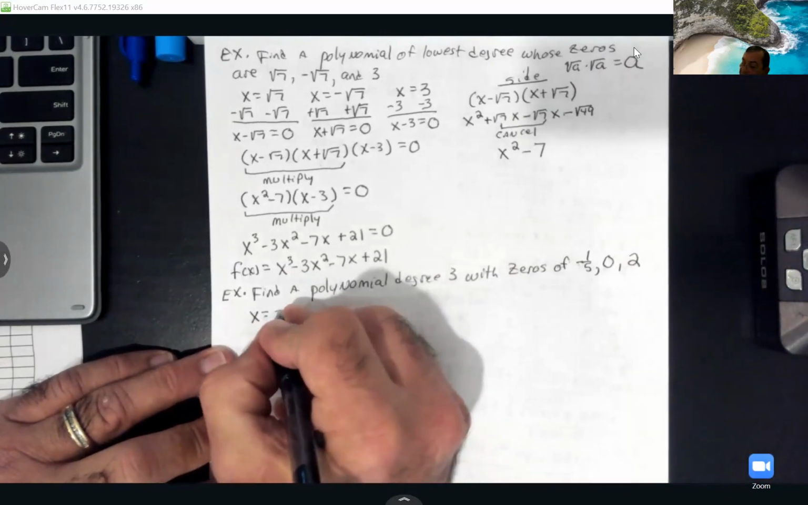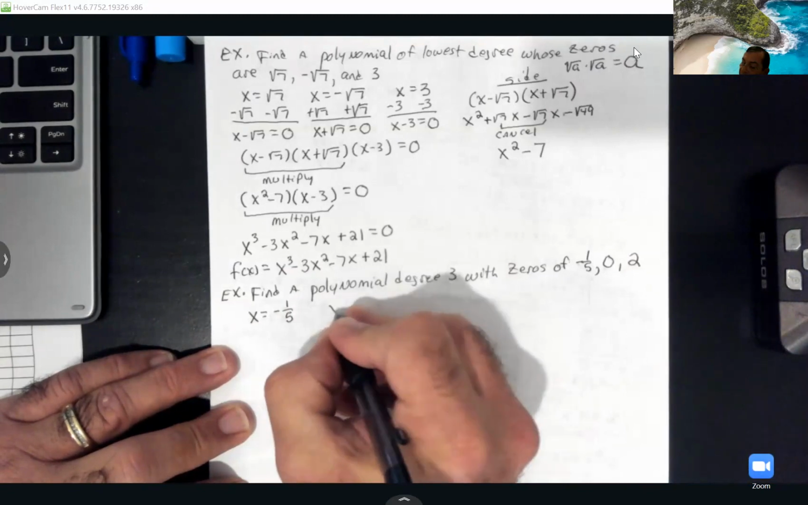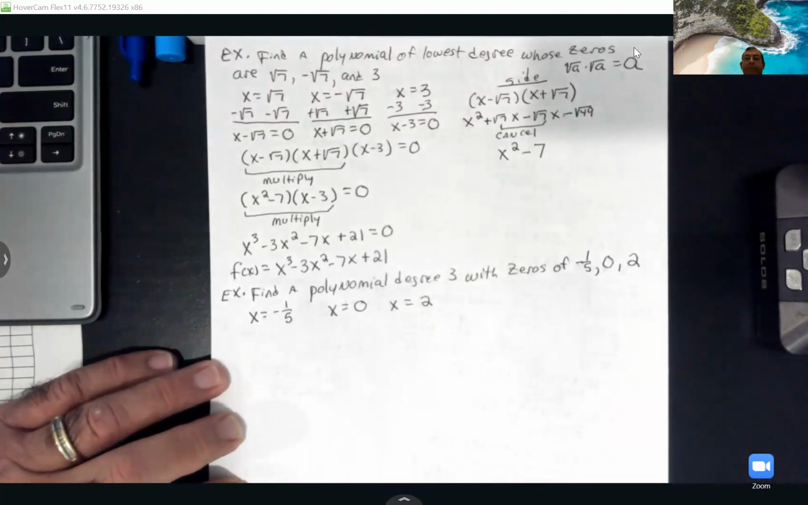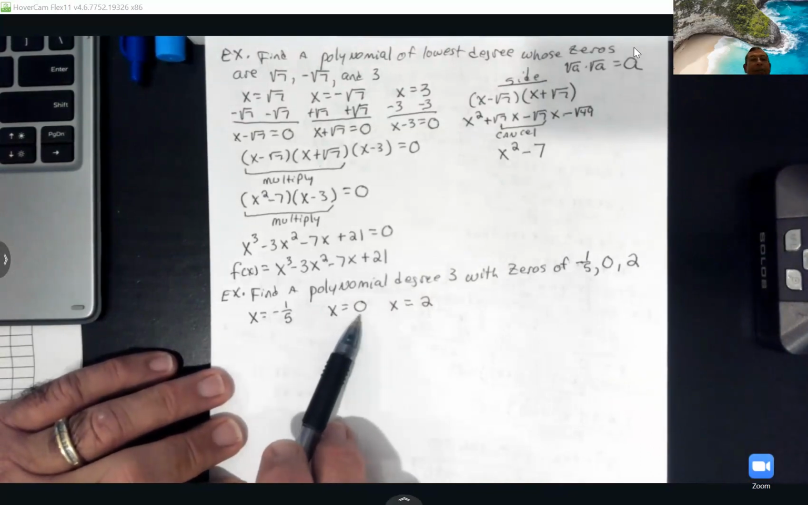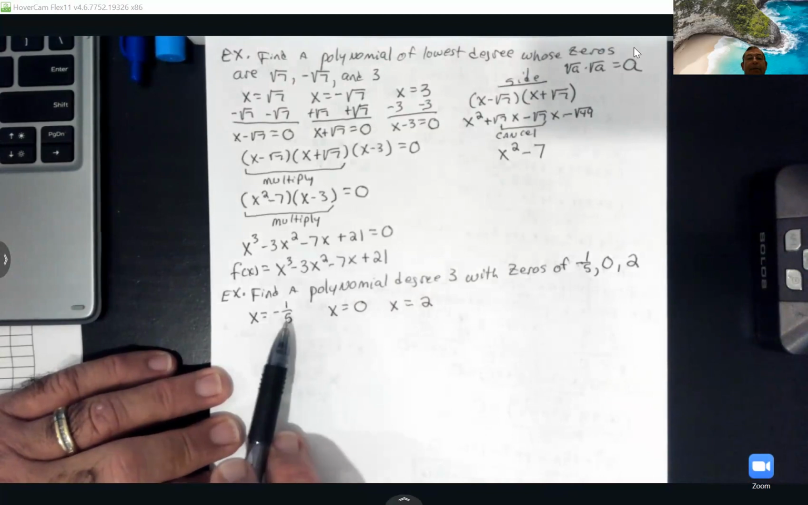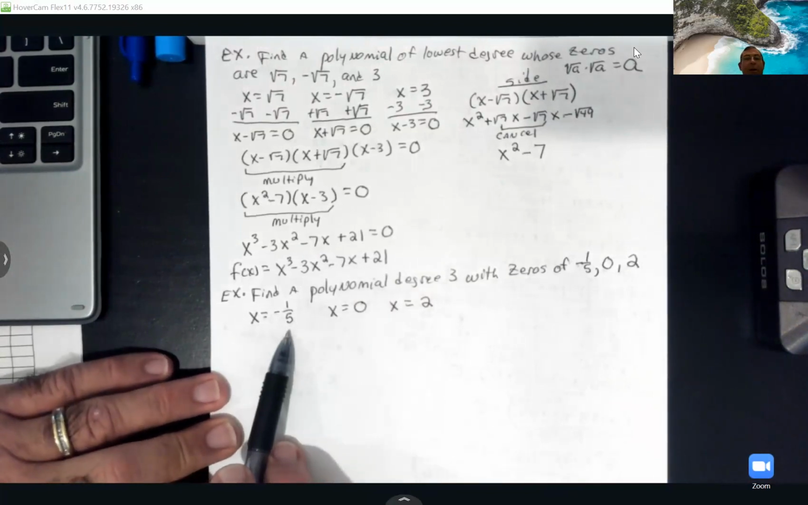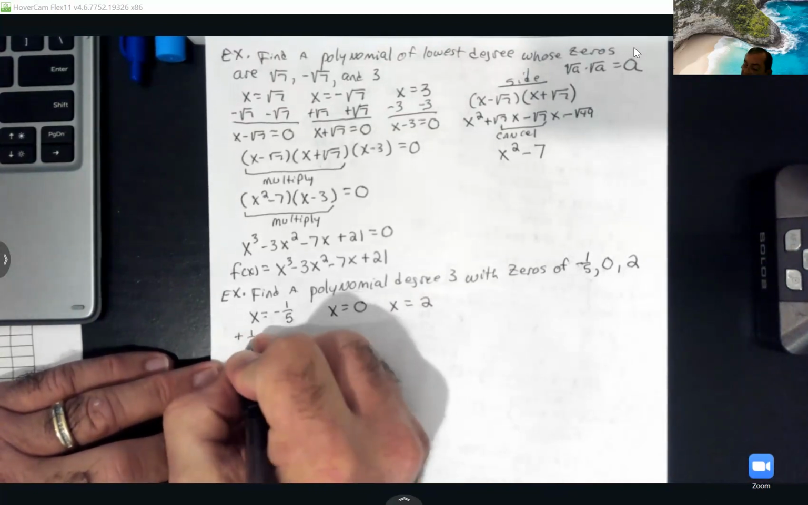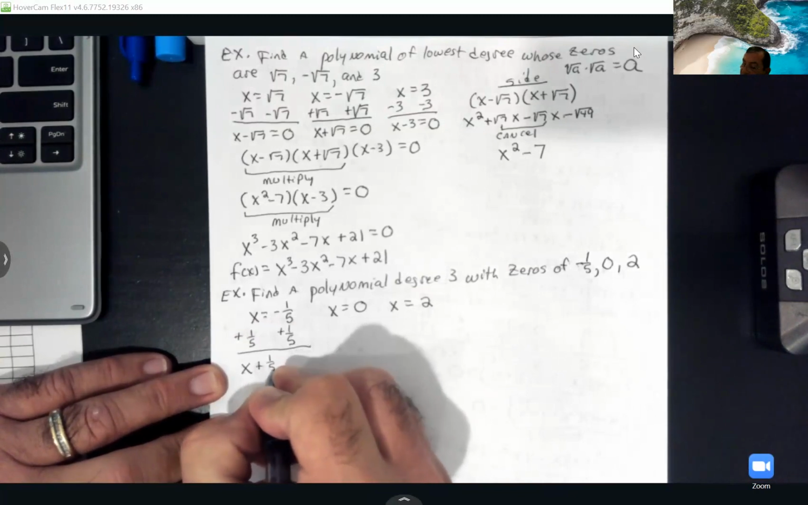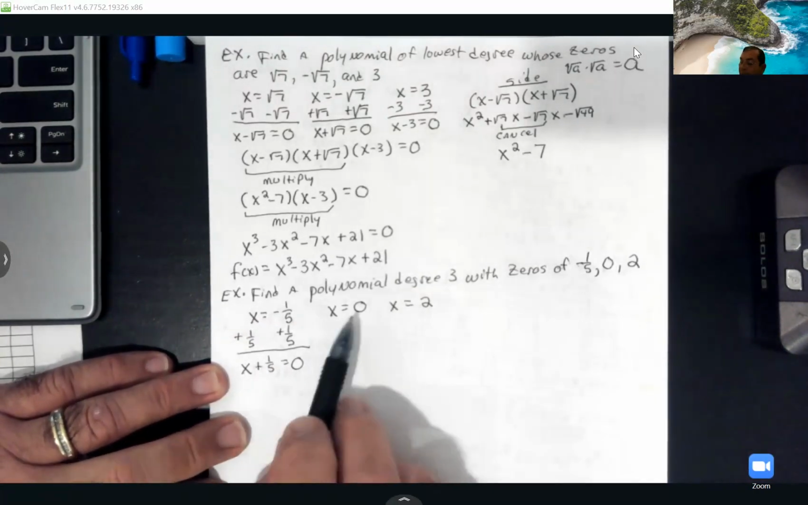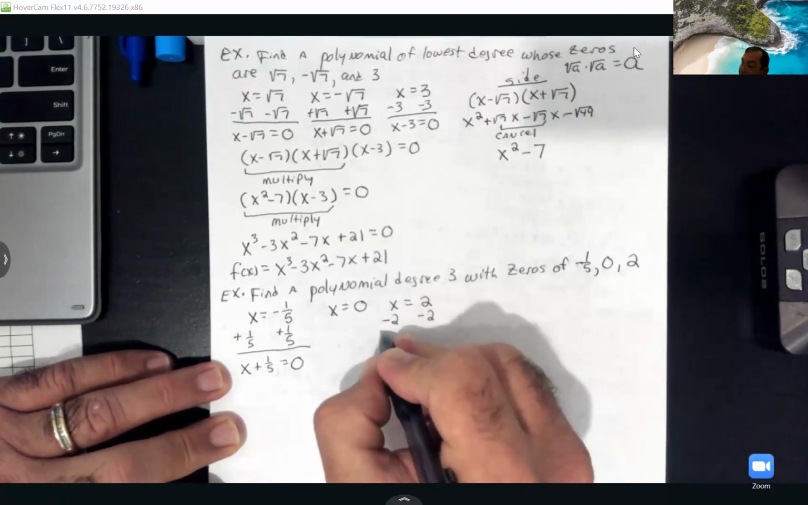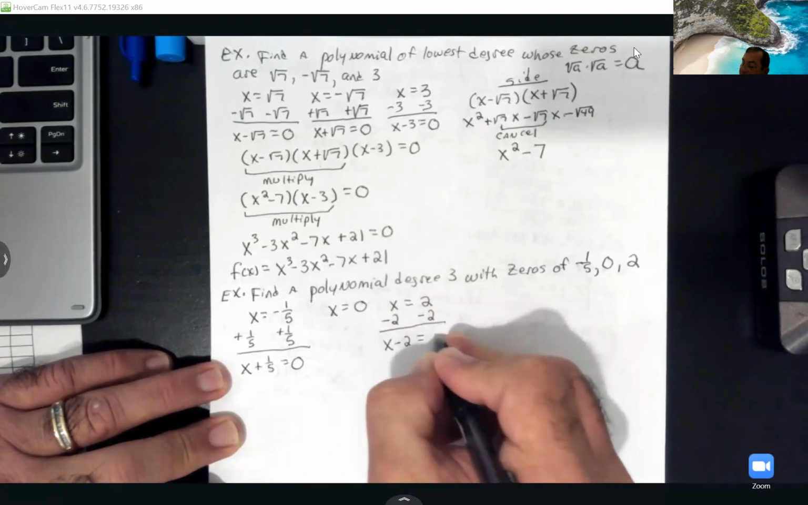X equals negative 1/5. X equals 0. And then x equals 2. So look here. When you got a 0 as one of your zeros, there's nothing you can do to that. X equals 0 already has a 0 on the right side. So we need to work on the fraction and the 2. So for this one, I'm going to add 1/5 to both sides. So I get x plus 1/5 equals 0. All right, we already had a 0 on that one, so we need to work on the third one. So here, we'll subtract 2 from both sides. And I get x minus 2 equals 0.